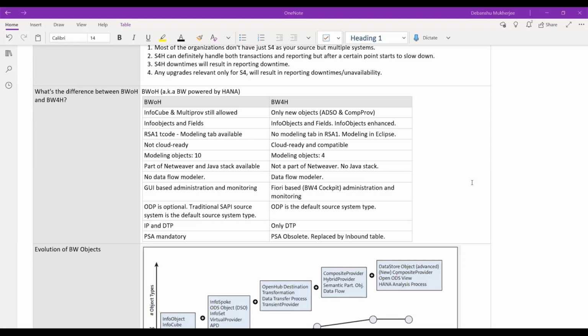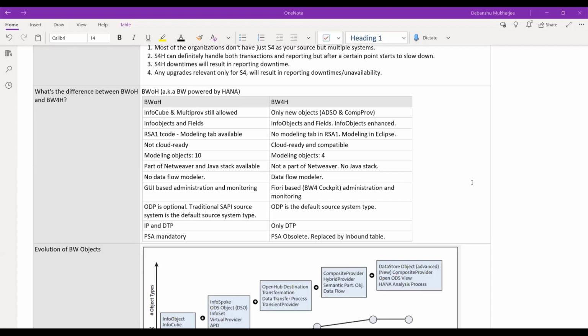Whereas in BW for HANA, you can use info objects and fields with equal flexibility. Most of the features for info objects are also there for fields. Of course, there are info object specific features which are not there in fields. So that's why when it comes to reporting relevant info providers, info objects are still used and still recommended for BW for HANA. But fields have more flexibility and usage in BW for HANA.